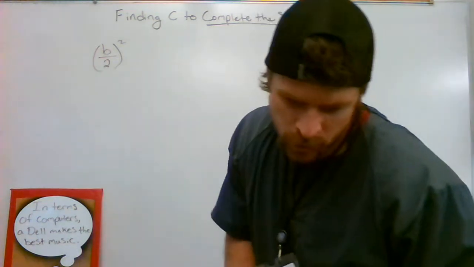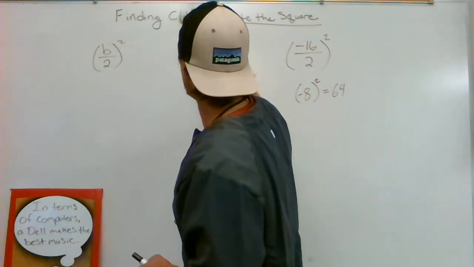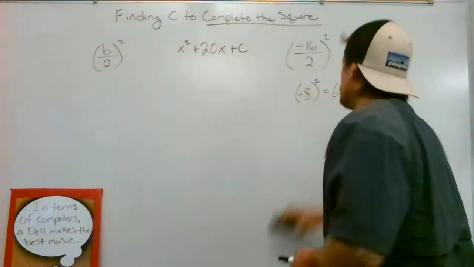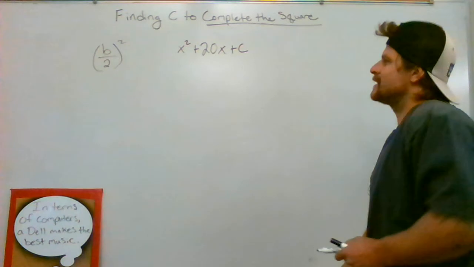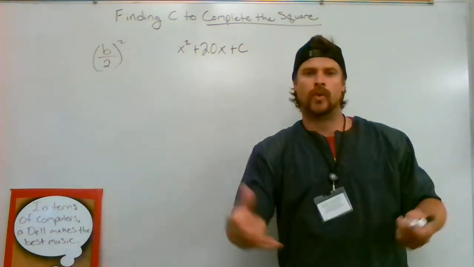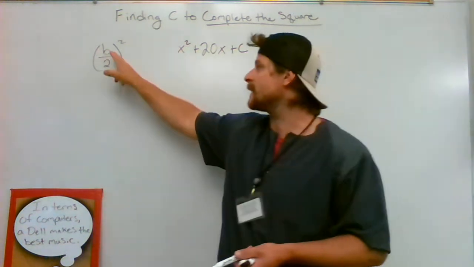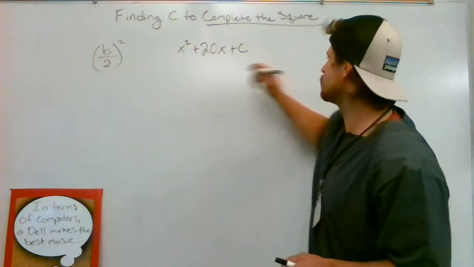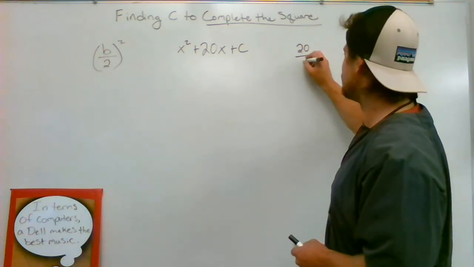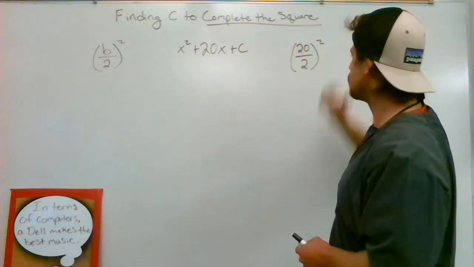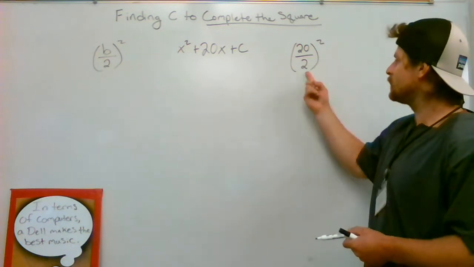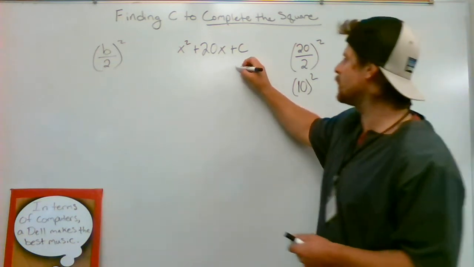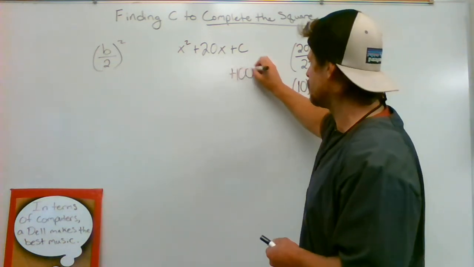All right, let's do x squared plus 20x plus c. We need to find what the c value is to make this a perfect square trinomial. Again, our rule is take the b value, divide it by 2, and then square it. So our b value here is 20. We want to divide that by 2 and then square it at the end. 20 divided by 2 is 10. 10 squared is 100. So we're going to say plus 100.